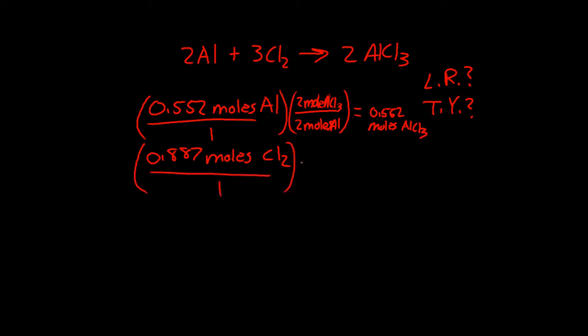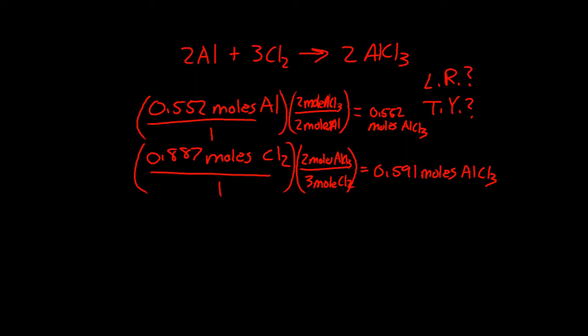On the other hand, if all of the chlorine reacts, we have a 3-to-2 ratio here: for every 3 moles of chlorine, we make 2 moles of AlCl3. That I can't do in my head. Let me type that into the calculator real quick. That is going to be 0.591 moles of AlCl3.